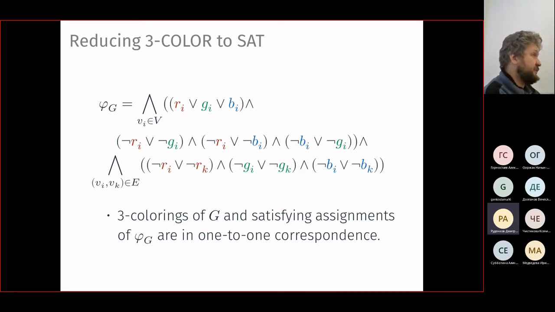This assignment will satisfy the formula, right? Because it's exactly what is written there, that each vertex has a color, no vertex has 2 colors simultaneously, and the color is correct, that if 2 vertices are connected, they have different colors. Is it enough? So we show this formula and then it's okay? Yes, another question.